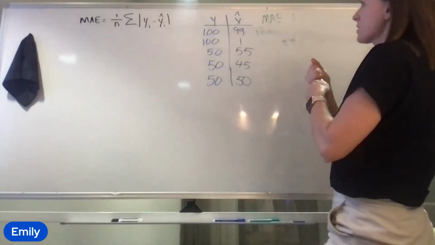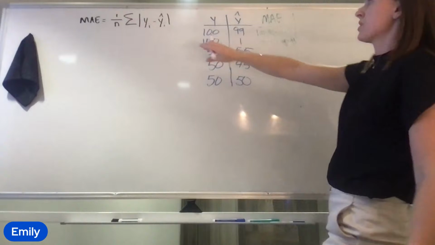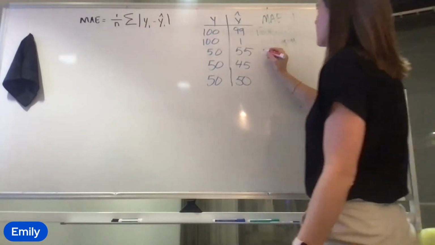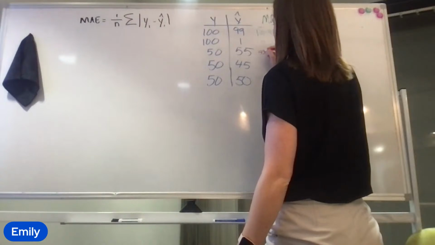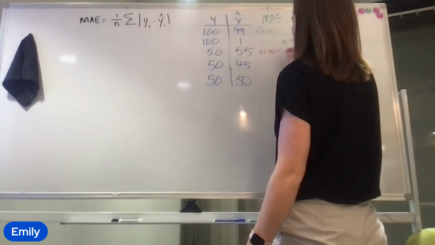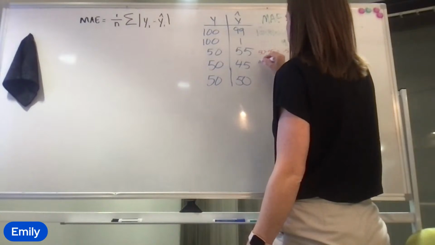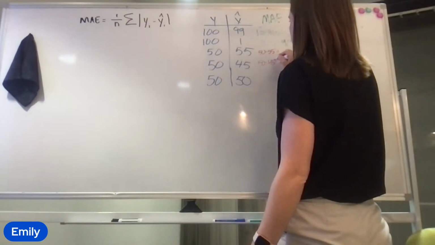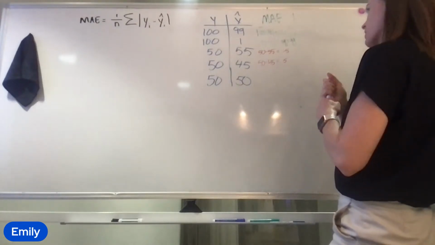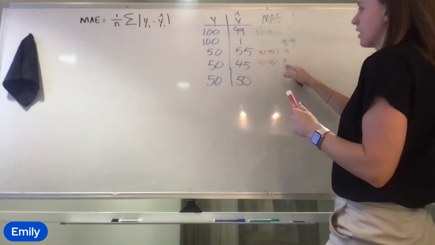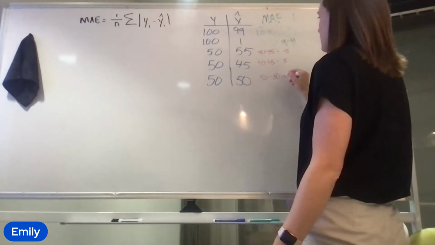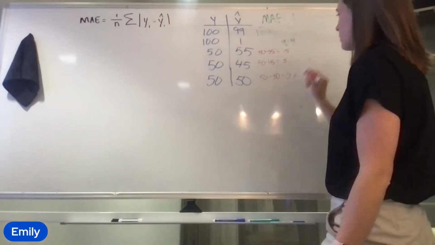Let's look at that. Let's try not to use the absolute value for these two here, 50 minus 55. Let's do 50 minus 55 is equal to negative 5, and 50 minus 45 is equal to positive 5. Okay, so we're off by negative 5 here, off by positive 5 here. 50 minus 50 is equal to 0, so we did perfect on that one.